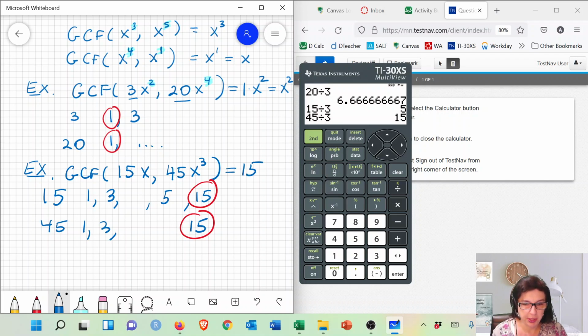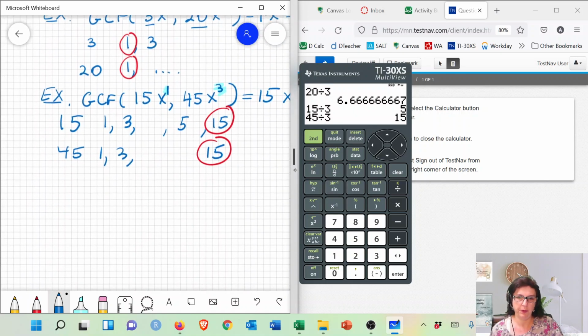And as far as the variables go, this is x to the power 1, right? Remember, if there's no power, just put a 1. And then we compare the powers and we take the smallest of the two. So that's just going to be x to the 1, which is just x. So the GCF would just be 15x.